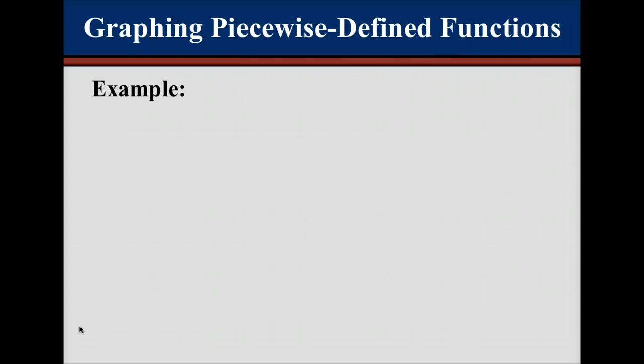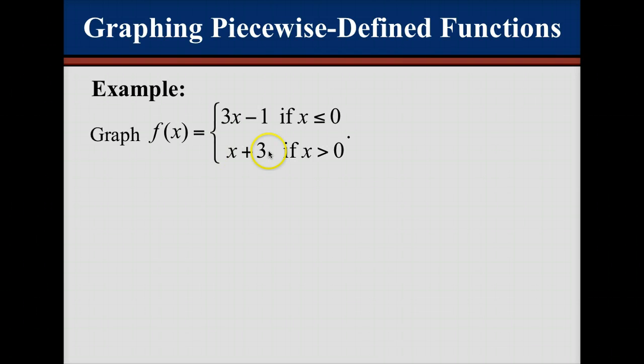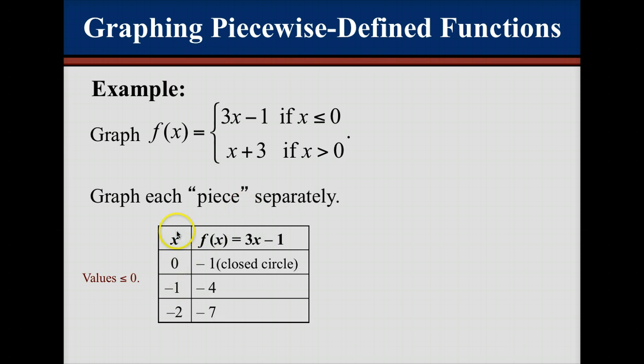A piecewise-defined function is defined by two or more expressions. Notice that this expression is used if the value we choose for x is less than or equal to 0, and this is the expression we use if the value we choose for x is greater than 0. So it all depends on the value for x as to which expression we will use. But let's graph each piece separately. Let's start with the values that are less than or equal to 0.